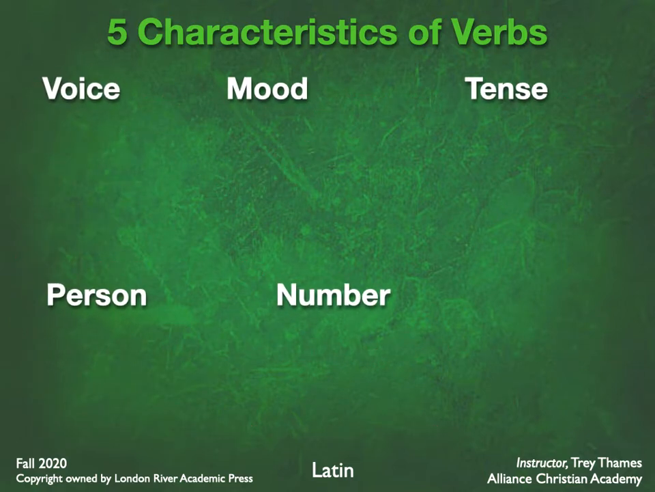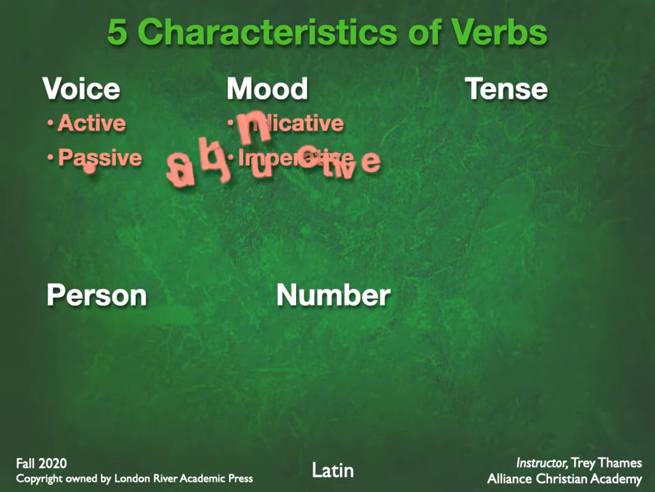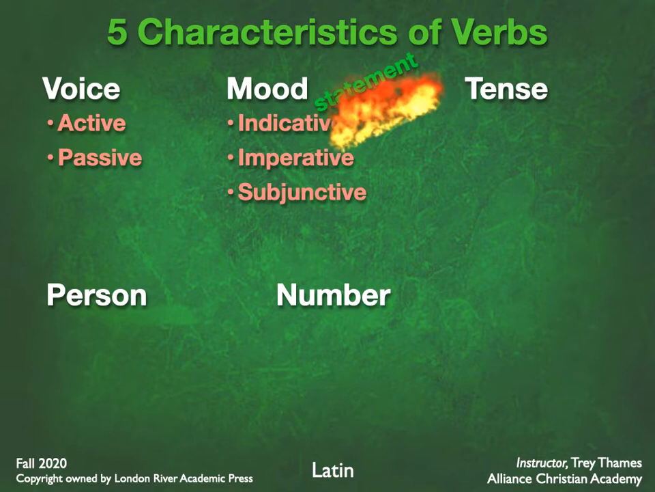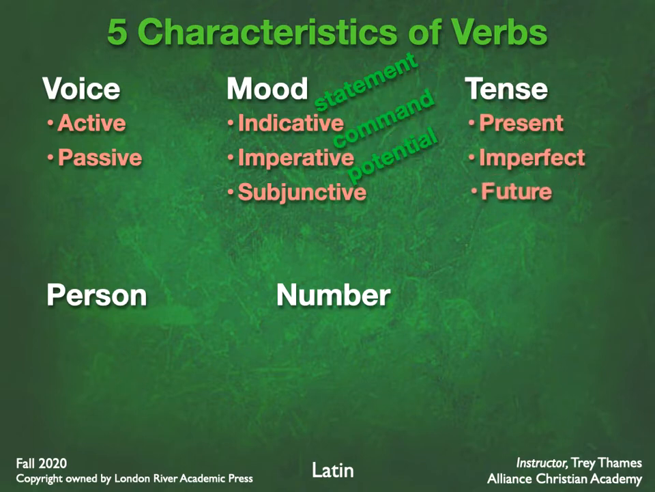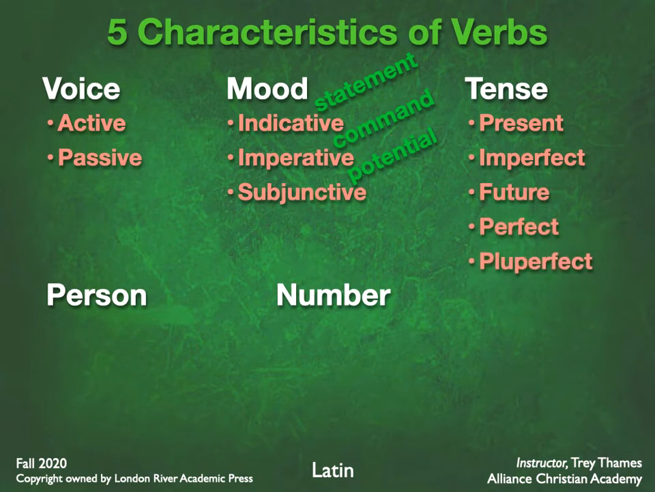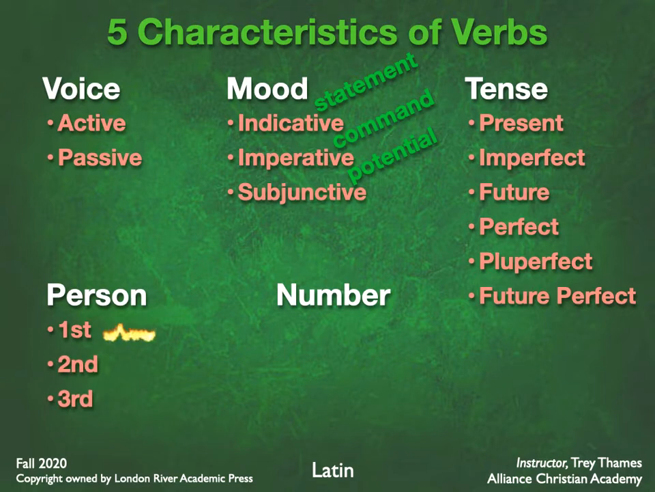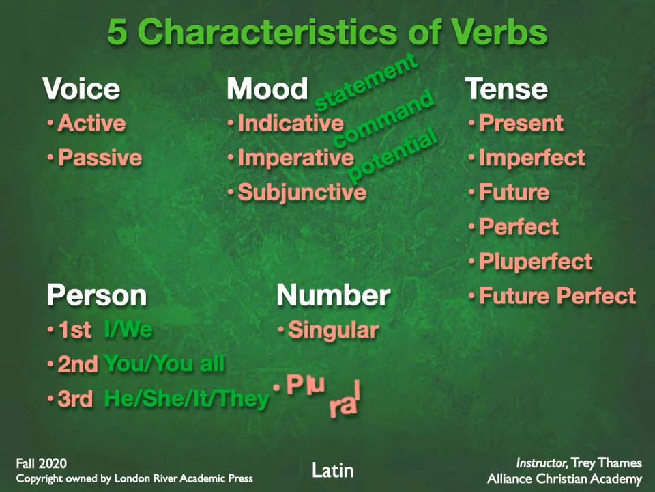In practical terms, that looks like voice, active and passive. Mood, which is indicative, imperative, and subjunctive, which you haven't learned yet, and we'll learn that later this next year. That's basically statements, commands, and potential action. You learned 6 different tenses: present, imperfect, future, perfect, pluperfect, and future perfect. Person, first, second, and third, which is I and we, you and you all, he, she, and it, and they. And of course, number, which is singular and plural. Those are the 5 characteristics of verbs.